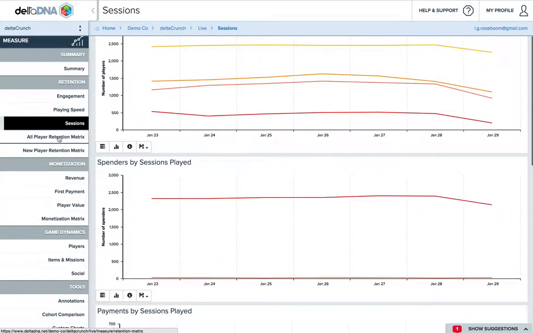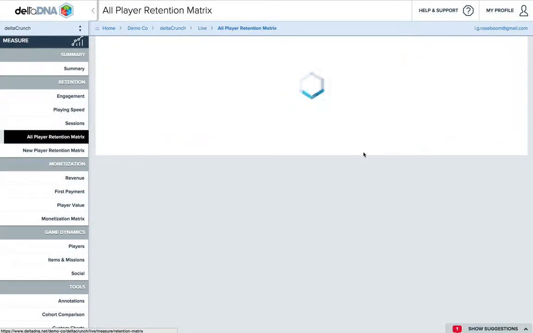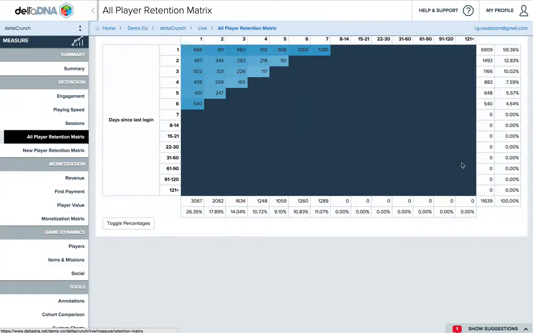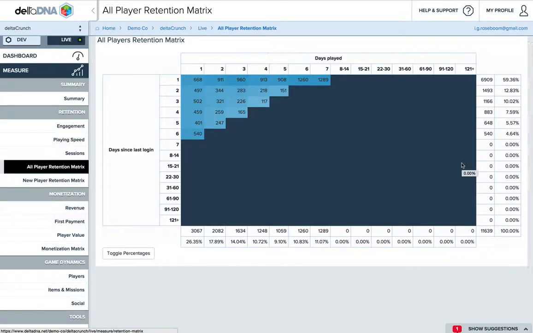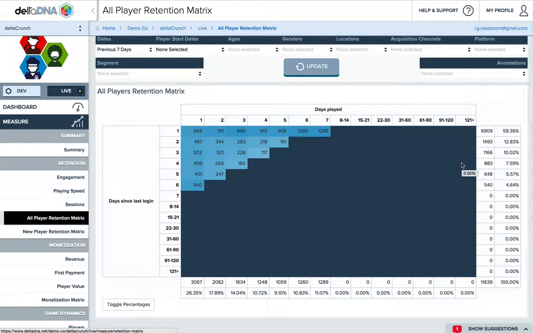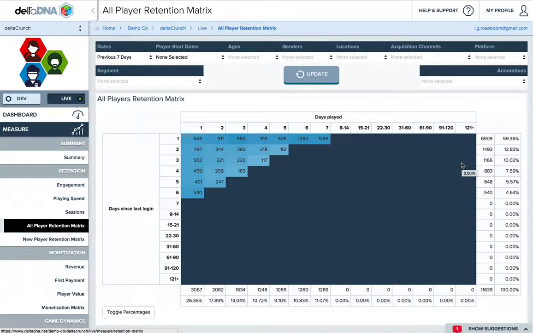Okay. So the last two things we have in retention are the all player retention matrix and the new player retention matrix. So for people who have been around for a while, they'll note that this one, the all player retention matrix, used to simply be the retention matrix. We've now called it the all player retention matrix because we have another one which I'm going to show you in a sec, but I'm sure a lot of you have seen this one already.